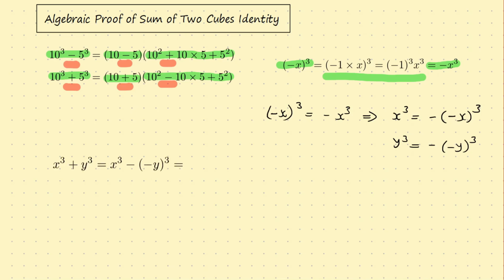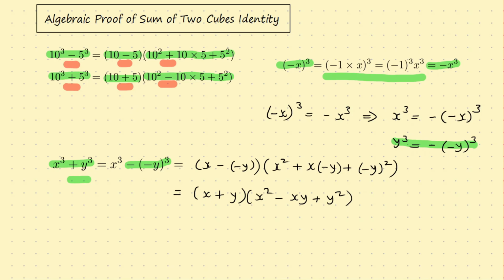Now, we want to factorize x³ + y³, which is the sum of two cubes, but we note that we can use this identity to turn x³ + y³ into the difference of two cubes, which we already know how to factorize. And we do that by replacing +y³ with -(-y)³.